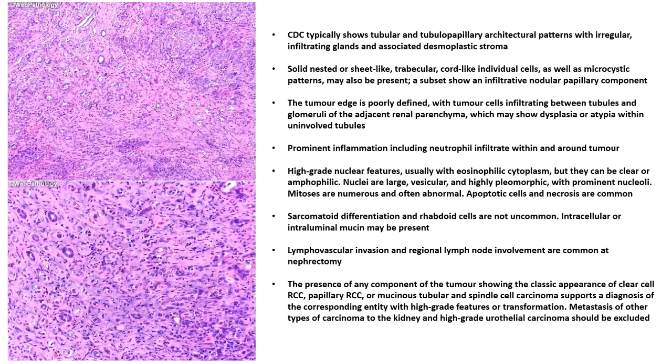And on histology, you have a predominantly tubular kind of configuration. So you have tubules to tubulopapillary architecture with irregular infiltrating glands within a stroma which is very desmoplastic and also inflamed. There is a lot of lymphocytic infiltration in the background, but quite often you will also get a prominent neutrophilic infiltration within the tumoral element. And the nuclear features are high grade. Sometimes you can get sarcomatoid differentiation and rhabdoid cells as well. Lymphovascular invasion and regional node involvement are also common.